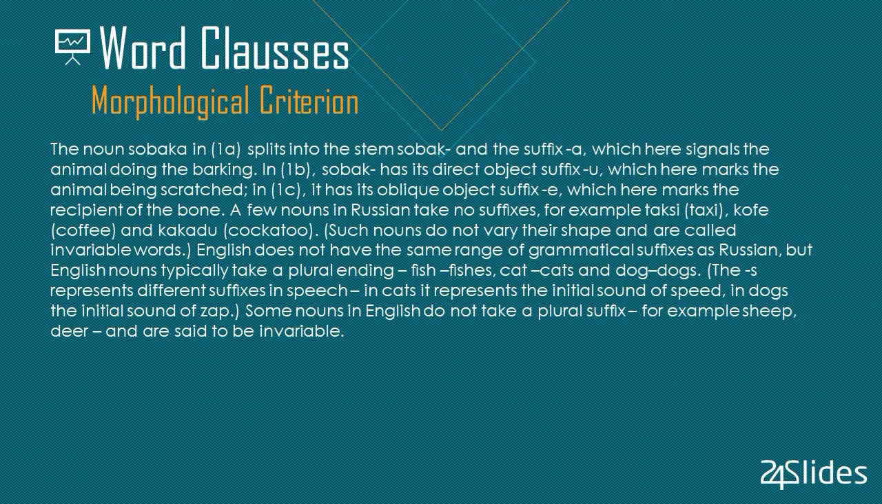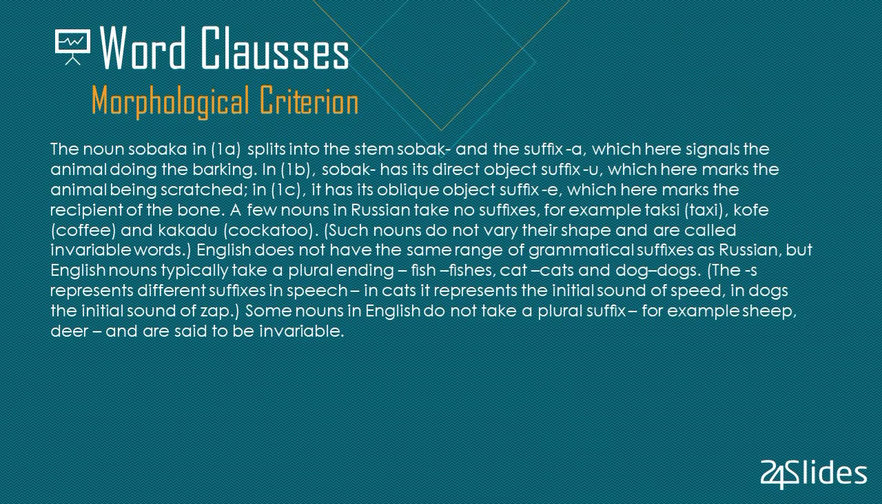A few nouns in Russian take no suffixes, for example taxi, cafe, and kakadu. Such nouns do not vary their shape and are called invariable words.